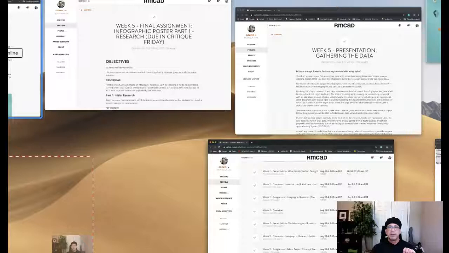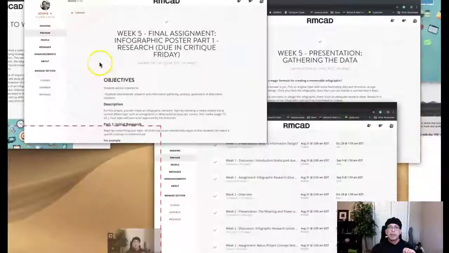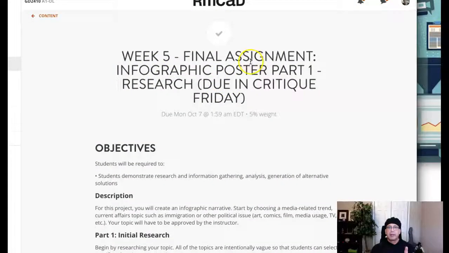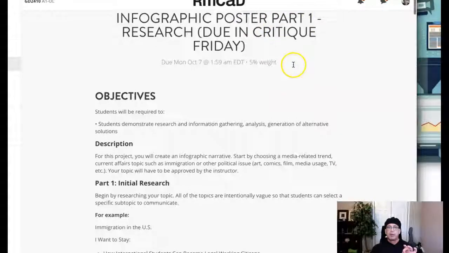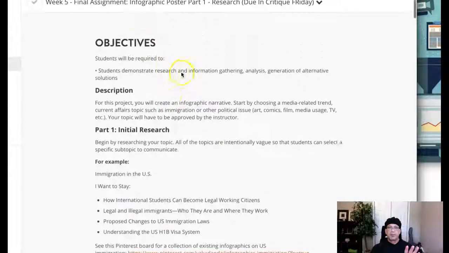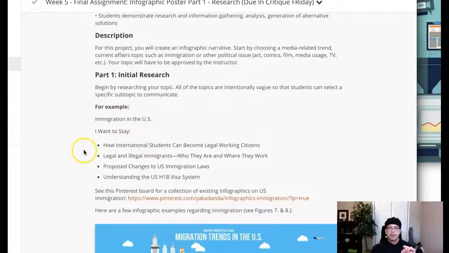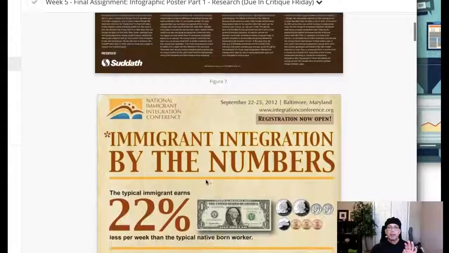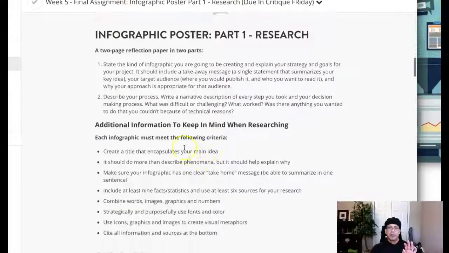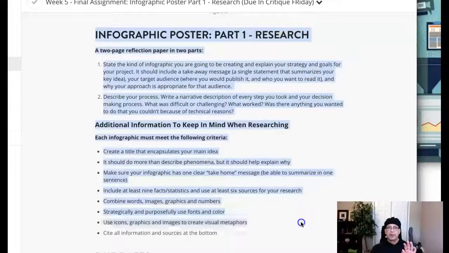Oh, I want to talk about this final assignment. So, infographic poster part 1 research. Okay, this is all self-explanatory, right? But then we come down here, take a look at this example, and then we come down here, and this right here, infographic research, this all the way down to here is really, really important stuff. Definitely want to read through this.